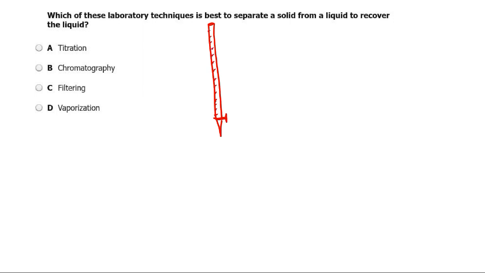It starts off at 0 and goes to usually about 50 milliliters. And then that is held up in a ring stand. And then an Erlenmeyer flask or a beaker is at the bottom. It has your titrant, which is going to be your unknown oftentimes. That is what titration is. Chromatography is a process used to separate substances based on their polarities.